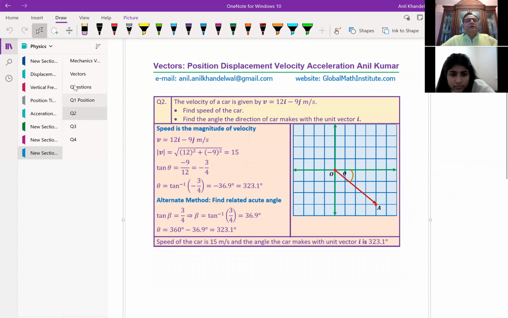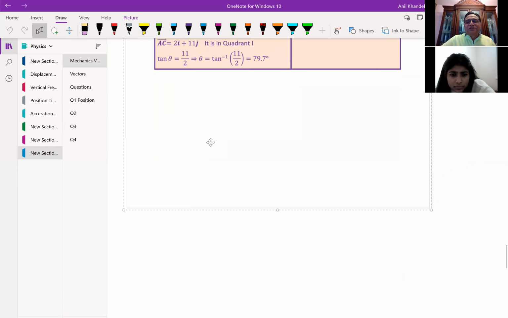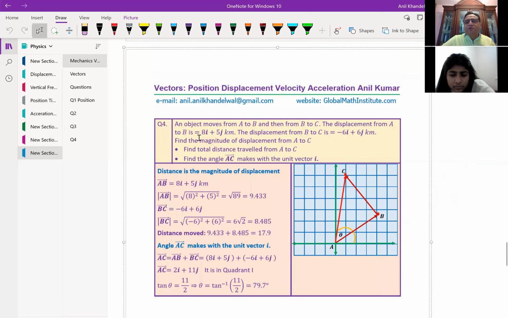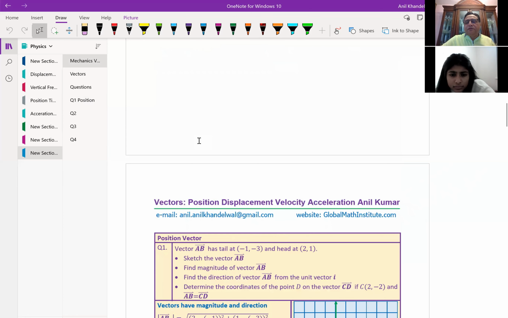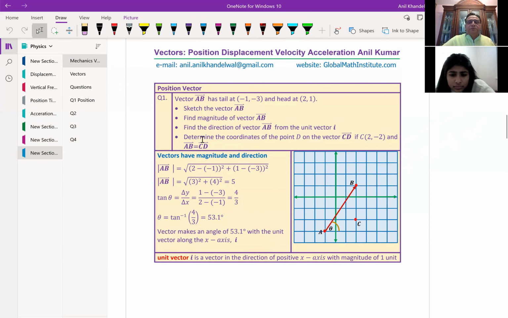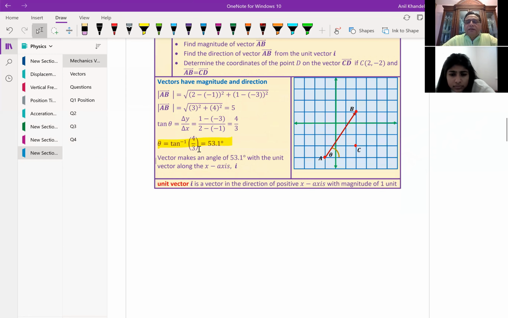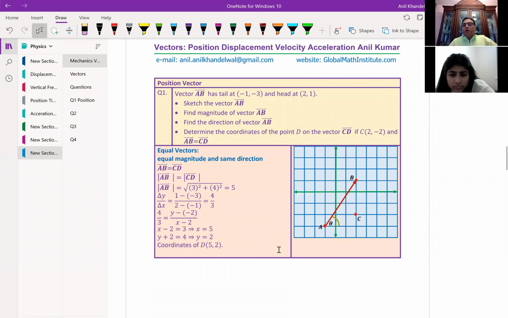Now, in the second part, well, I'll show you here because I think I did not copy that. Anyway, here, there we go. So we did this part, which is we found that the angle was 53.1 degrees, and now we need to find the point D. We need to determine the coordinates of point D on the vector CD if C is (2, -2) and AB is equal to CD. So clearly AB is drawn as we did last time, and C is the point given to us.